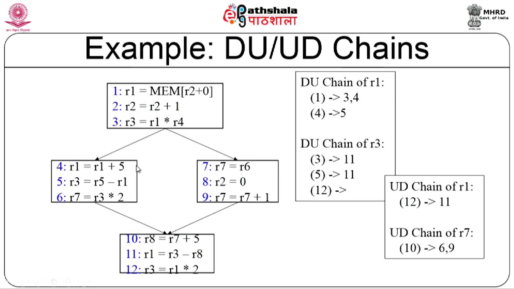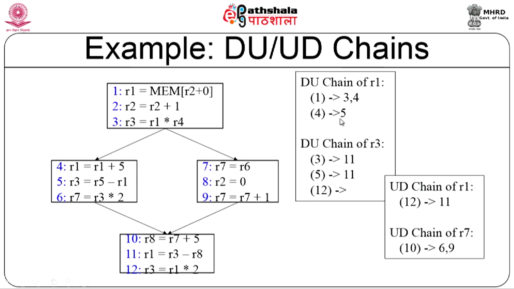So, R1 is equal to R1 plus 5, and this definition at 4 is used by the fifth statement, which is R5 minus R1. So, the fifth statement uses R1. Again, the DU chain of R1, if it starts at 4, is going to be used by 5.